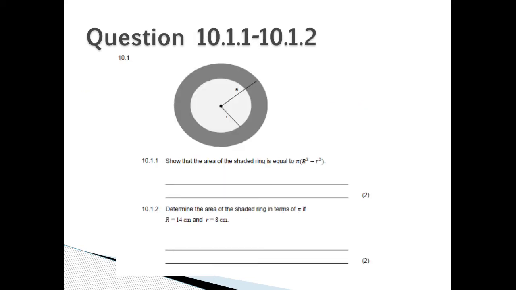Question 10.1.1. Show that the area of the shaded ring is equal to pi(R squared minus r squared). And 10.1.2. Determine the area of the shaded ring in terms of pi, if capital R is equal to 14 centimeters and small r is equal to 8 centimeters.